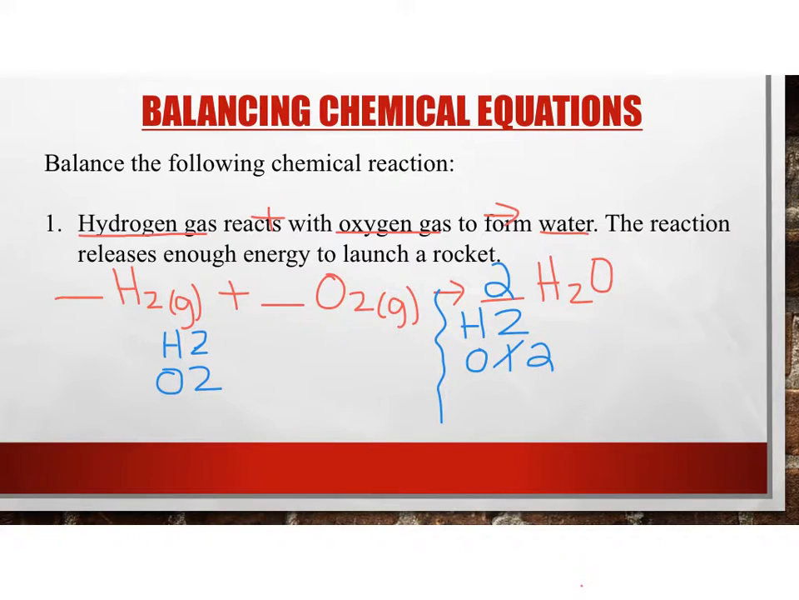But you guys, when I did that, it also caused my H's to become 4 because the 2 times the 2 gives me 4. So I'm still not balanced. So I come over to the left side and I ask myself what number times that will give me the 4 that I need, and it would be a 2. So 2 times 2 is 4. So now my equation is balanced and I fill in any remaining spots with a 1.